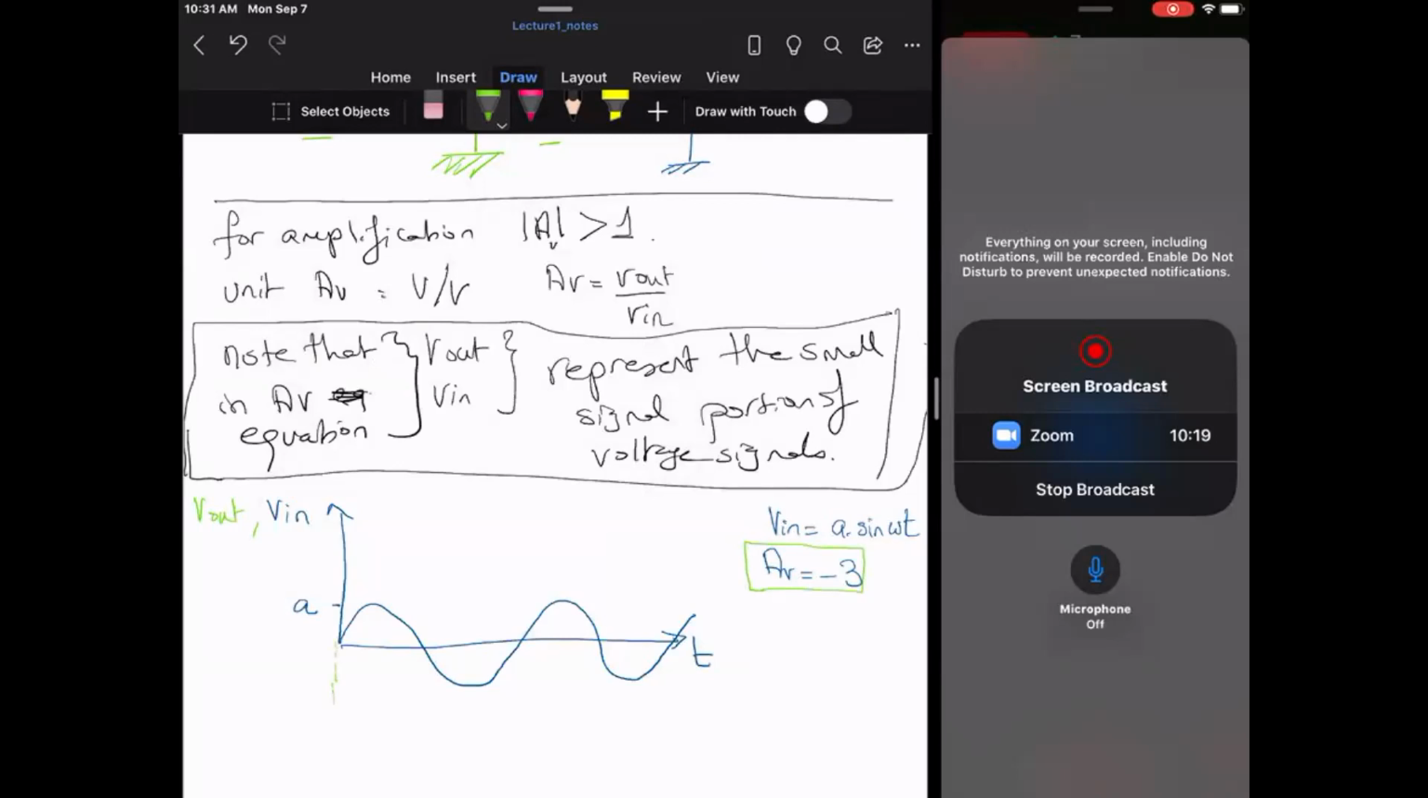So if we draw V out, it's going to have this form, and this is not exactly to scale, and this is going to be equal to minus 3A. So basically, V out is equal to minus 3A sine omega t. So when Vin is max, V out is min, and vice versa.